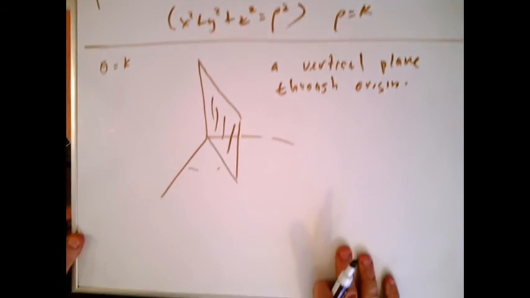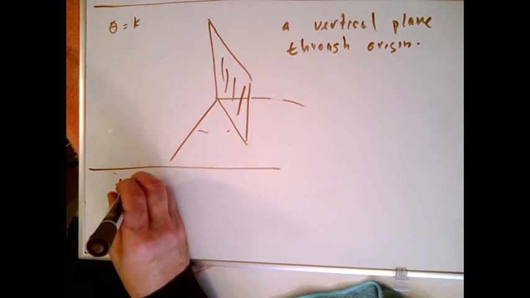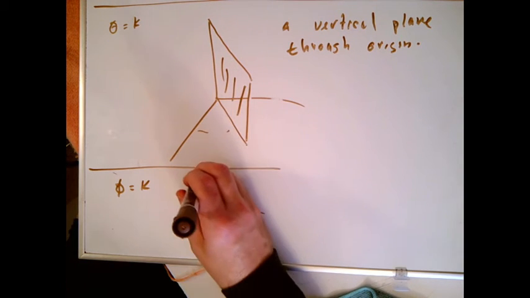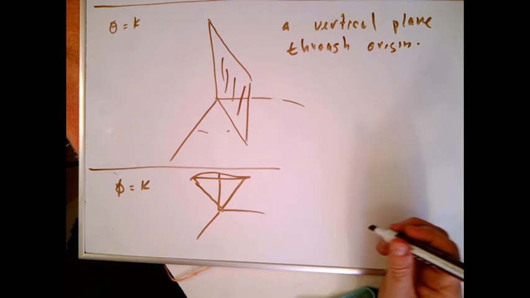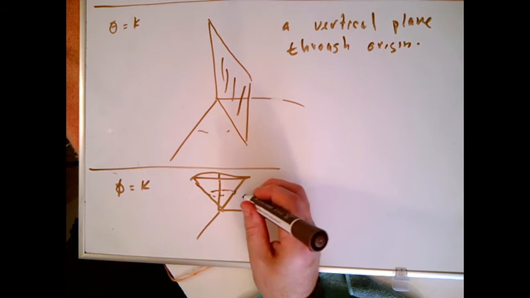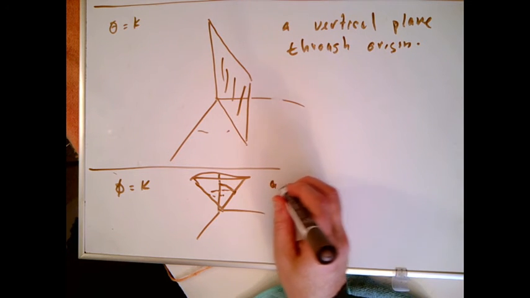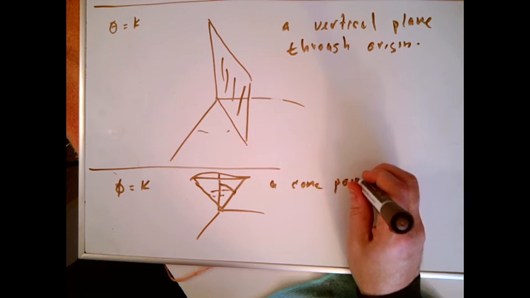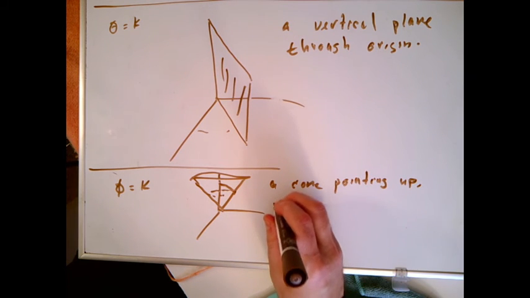All right. Finally, what happens if phi is a constant? Well, if phi is a constant, what you're going to get is a cone, with vertex at the origin, like that. And you can see if you're at any point on this cone that the phi is always going to be exactly the same thing. So this is going to be a cone pointing up, with vertex at the origin.